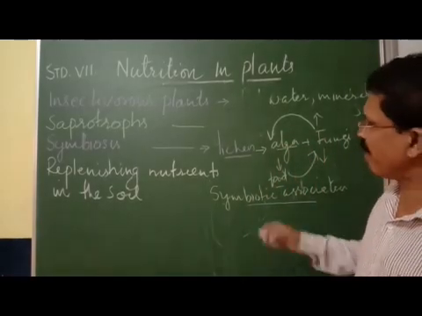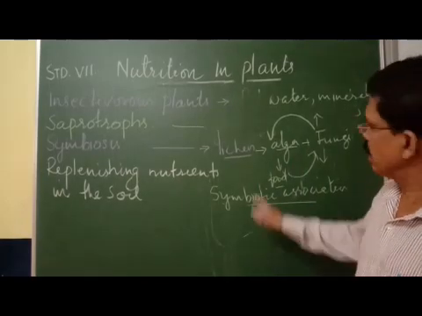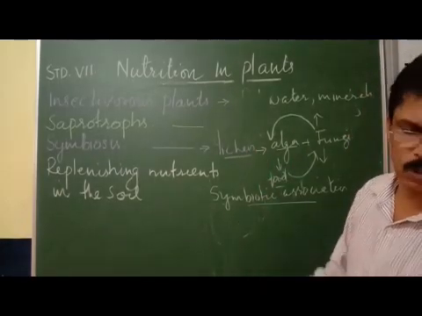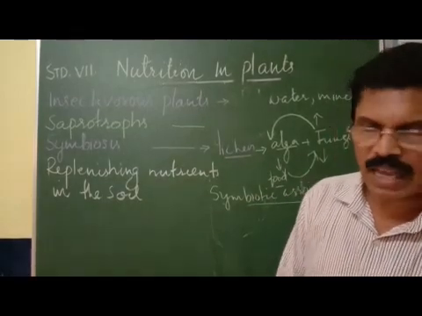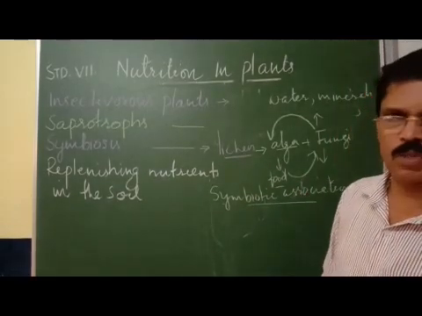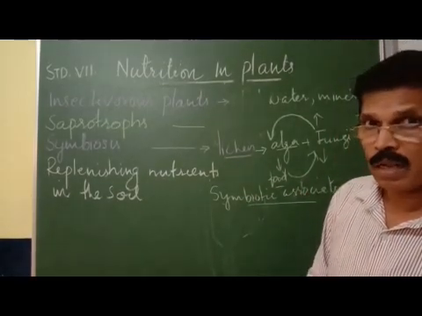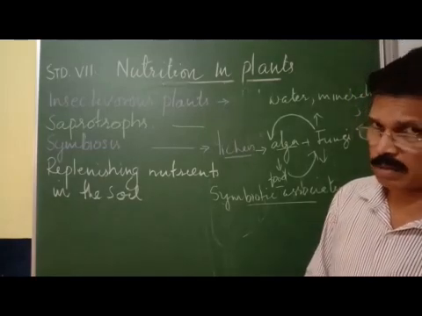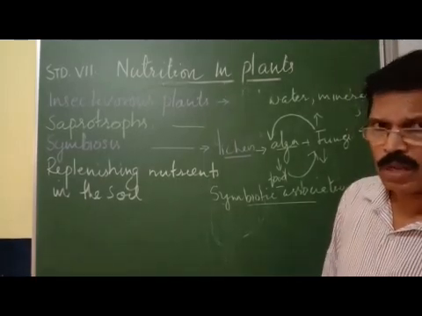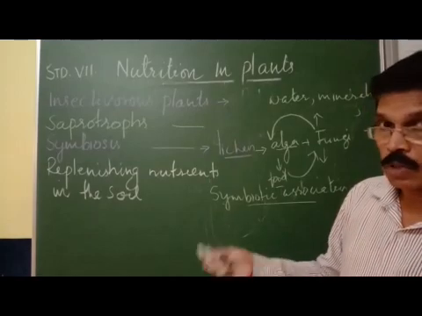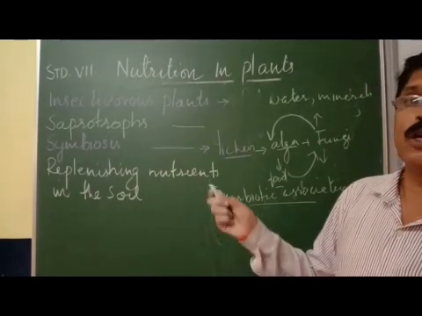Such a mutual interaction, association in nature is called symbiosis. You got it? Symbiosis can be found in many organisms. For example, rhizobium and leguminous plants. That is also another example of symbiotic association. Rhizobium bacteria plus leguminous plants.